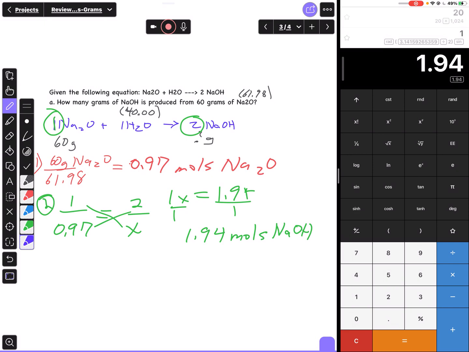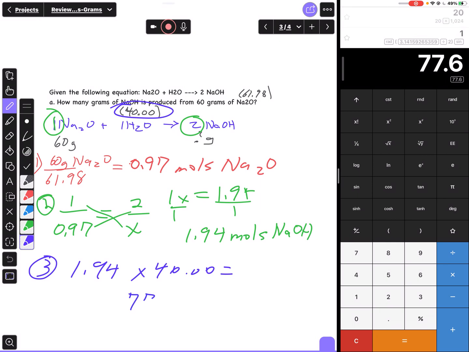My last step is to convert to grams. I got 1.94 moles of NaOH. I want to multiply by the molar mass of NaOH, which I've already calculated to be 40.0. You'd have to find your molar mass; you have to add these up. I've already got them worked out. But 1.94 times 40.00 is going to convert that to grams of NaOH, which is what I need. And I get 77.6 grams of NaOH as my answer.